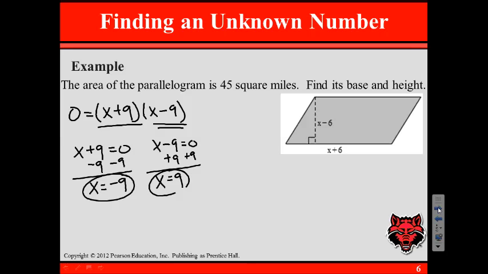They don't solve the original problem, which is finding the base and the height. Right away, we're going to cross out this x equals negative 9, and the reason why is because we cannot have a negative dimension. If we plug in negative 9 for either of our values, base or height, we'll get a negative value. And you can't have a negative base or a negative height while we're measuring. So the only possible solution is x equals 9.